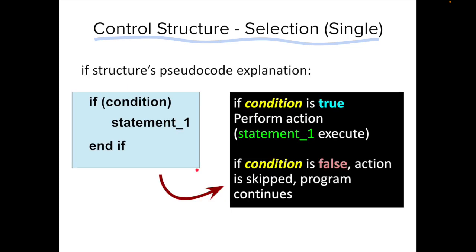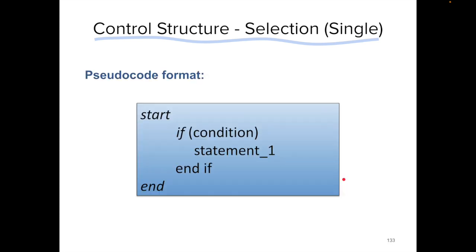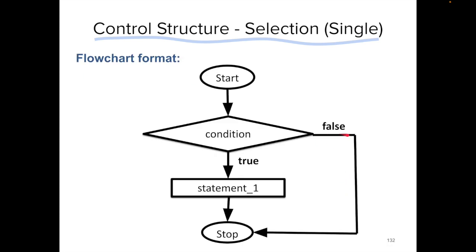Okay. So, this is the explanation. Dia punya structure untuk pseudocode tadi. So, kalau you baca kan, if, condition, statement 1, and then end if. So, let's say here, if the condition here is true, it will perform the action inside the statement 1. However, if this condition here is false, okay, the action will be skipped and the program continues. Maksudnya, tak ada buat apa-apa lah. Kan? Kita tengok kat sini. Nampak? Kalau dia false, dia terus skip dan terus end. Okay?